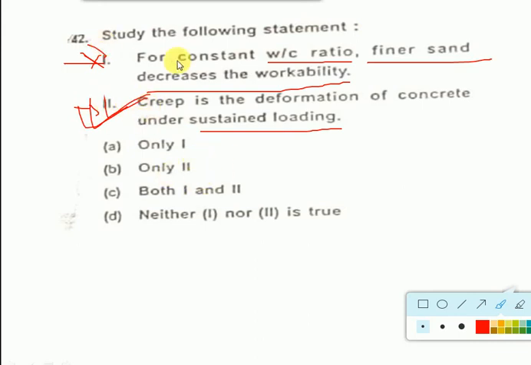You can see, for constant water cement ratio, finer sand decreases the workability. This one is also exactly correct, right? So the answer for this question is both 1 and 2, right? I think you know this one. When you have the water cement ratio fixed, finer sand decreases the workability, right? Because they will not mix properly, or the surface area will be more or less. It depends on the sand particle.